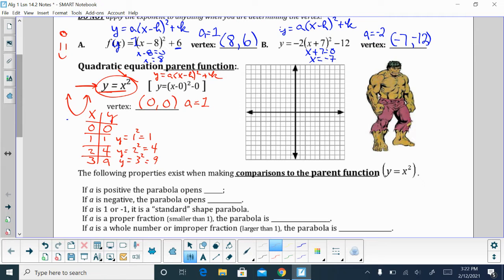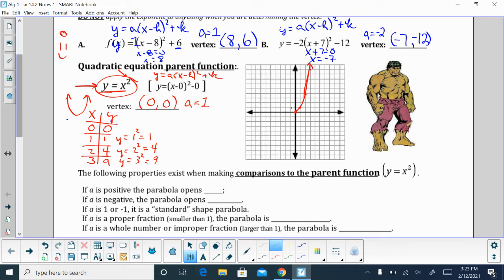So I can try to graph these pretty points here. There's my vertex, (0, 0). When x is 1, y is 1. When x is 2, y is 4. When x is 3, y is 9. So there's the right side of my parabola. Whoa, that's not a pretty picture.